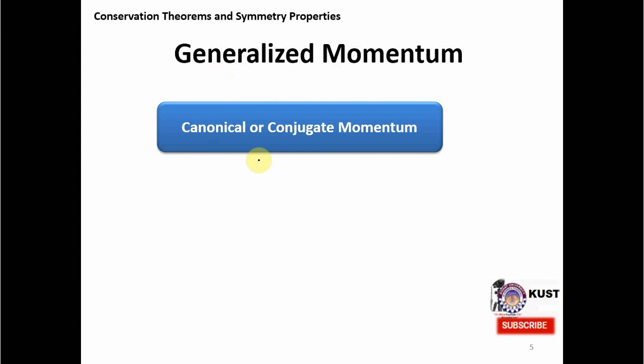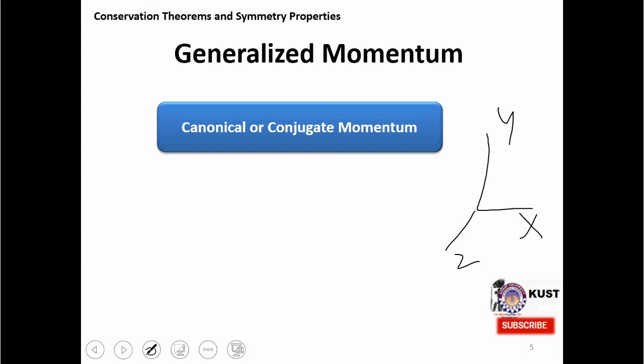So we call it a canonical or conjugate momentum, because if you remember, in Cartesian coordinates, which are of the dimension of length, for example x, y, z, over here, if this is x, this is y, and this is z, then these are of the dimension of length.